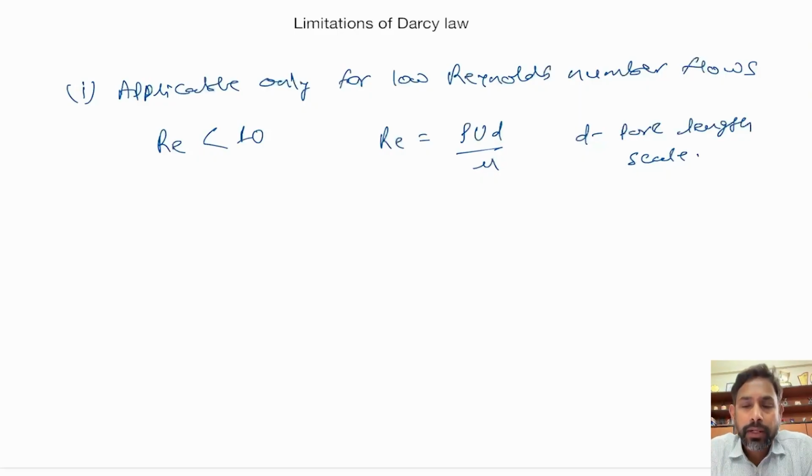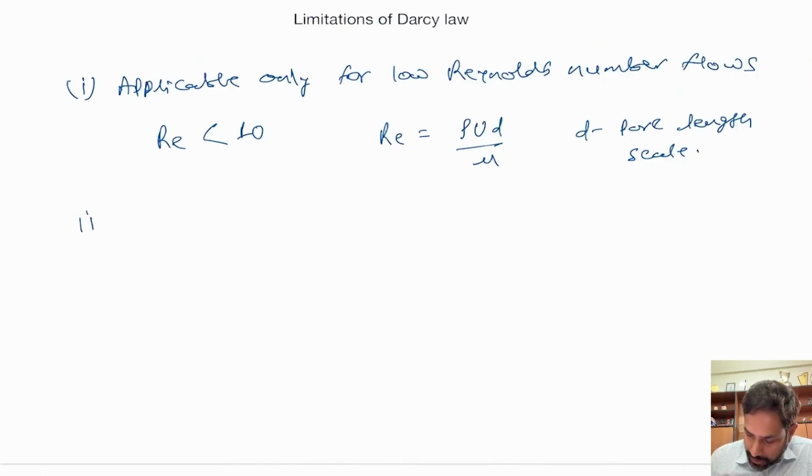Okay, so if Reynolds number is smaller than 10, then Darcy's law is very well applicable, but it is not applicable beyond Reynolds number 10. In that case, obviously, there are other forms of Darcy's law, for example, the Darcy-Forchheimer equation, which is applicable when Reynolds number is greater than 10.